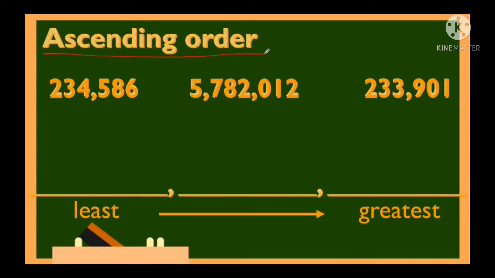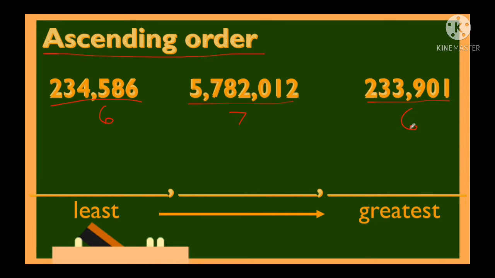We can use the first rule, which is we can count the number of digits. So how many digits we have here? Yes, we have 6. How about here? Yeah, we have 7. Here we have 6. So here we have two 6-digit numbers and one 7-digit number.